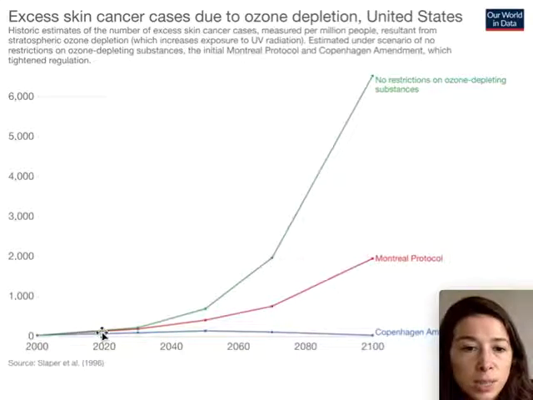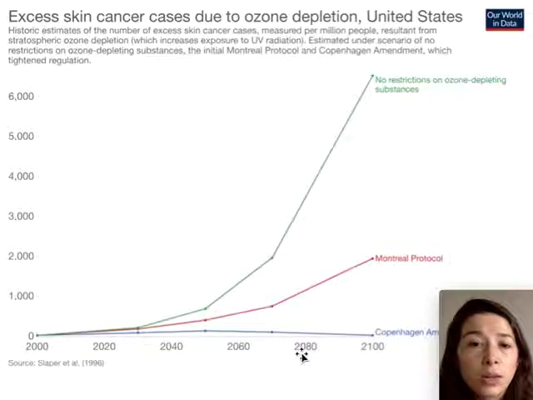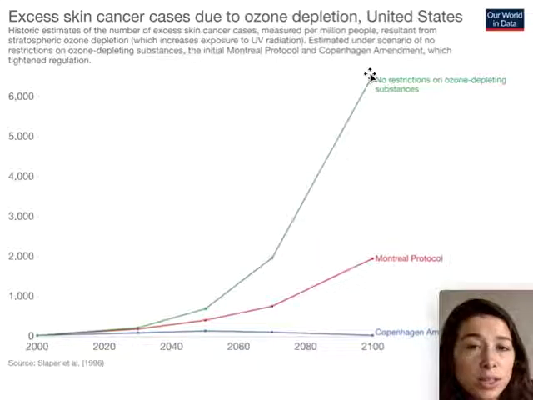If we look at the amount of CFCs produced according to the Montreal Protocol, which was a multinational agreement where a lot of countries came together and agreed to stop producing these chemicals that cause the hole in the ozone, we're looking at a reduction compared to having no restrictions whatsoever in the incidence of skin cancer. However, it's still going up.